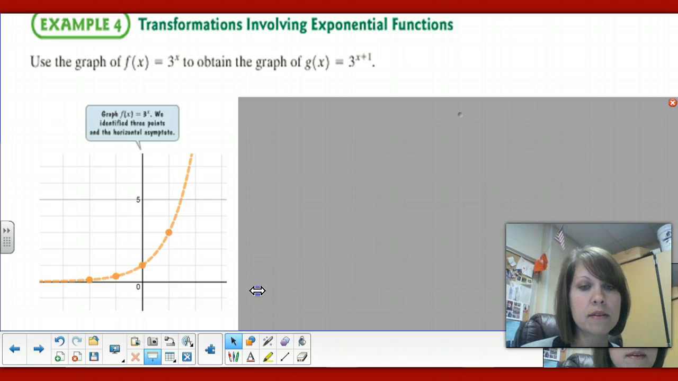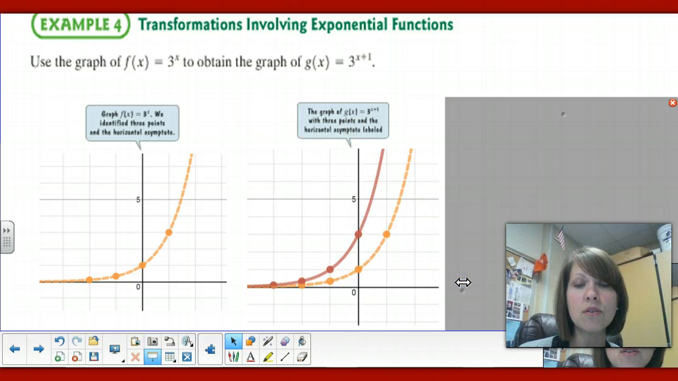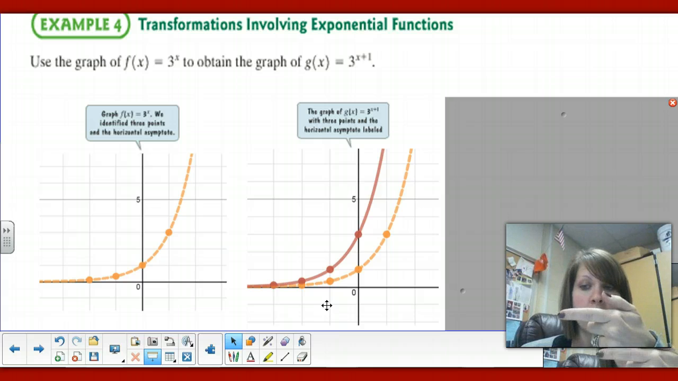So what you can do is plot this in pencil, or barely put your point here for 3 to the x, and then say, nope, shifting every point to the left 1 unit. The orange matches up to the red. Every one is shifted over to the left a single unit.